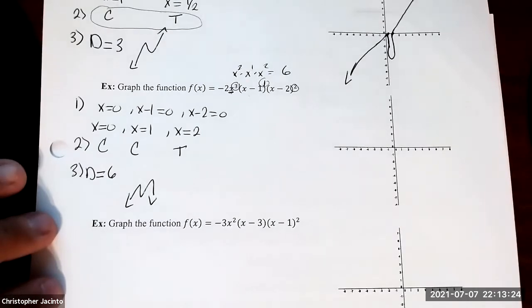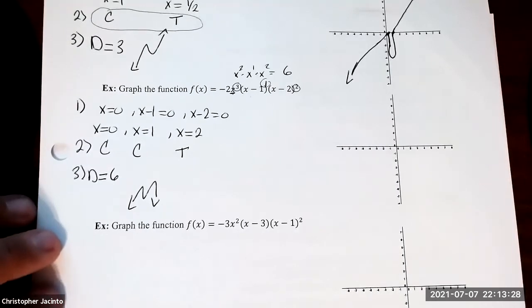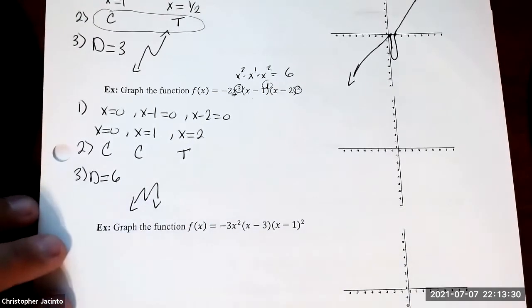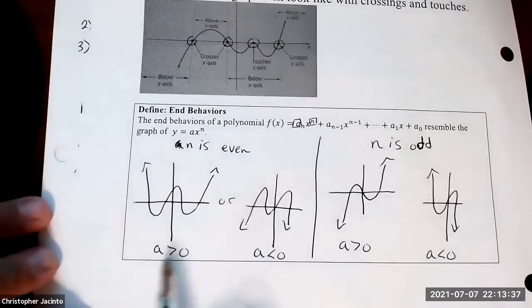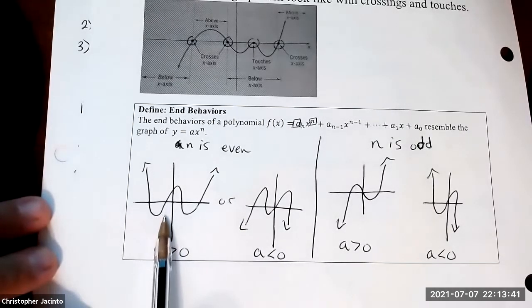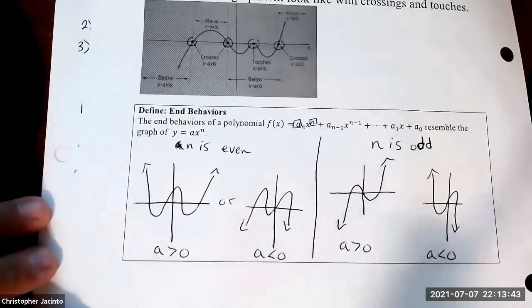So everybody good? I have a quick question. How do you know that it'll be an M? How do you determine that? The first number is either positive or negative. If the first number is positive, it looks like a W. If it's negative, it looks like an M. Oh, okay. Got it.